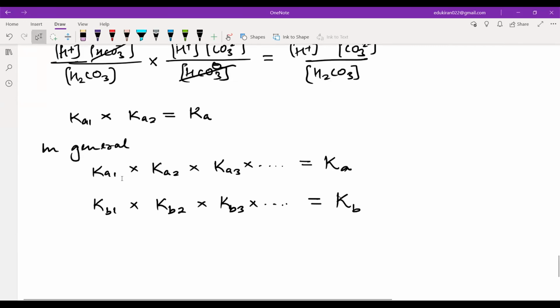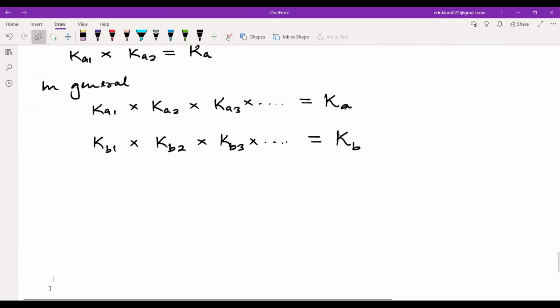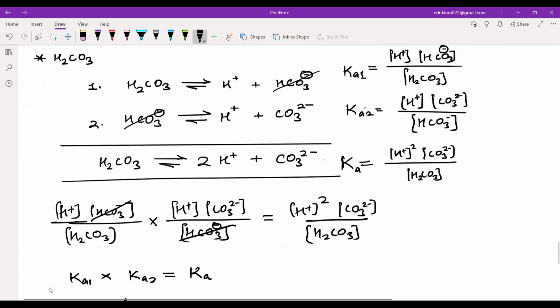Right. Now, let us talk about the relationship between Ka1 and Ka2 and Ka3 and so on. So I hope you have written this. If you have not written it, no problem, write it yourself.